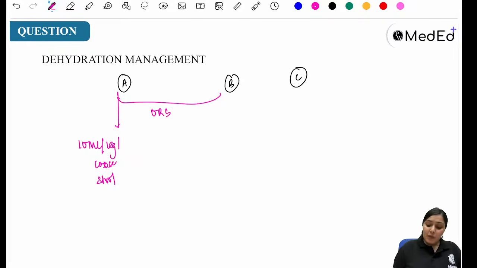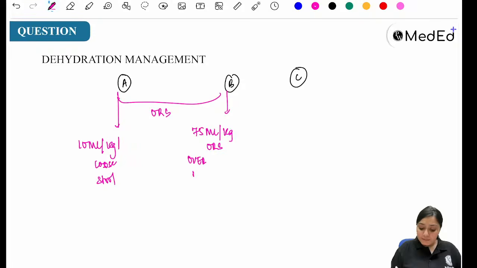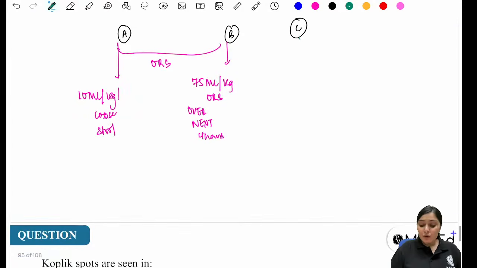Right? Then comes B, some dehydration. Here, along with replacing the ongoing losses, I have to rehydrate the child. That some degree of dehydration I have to correct. For that, I give 75 ml per kg of ORS over the next 4 hours. Right? And lastly, we have severe dehydration because now the child is comatose, cannot drink orally. I have to give IV.